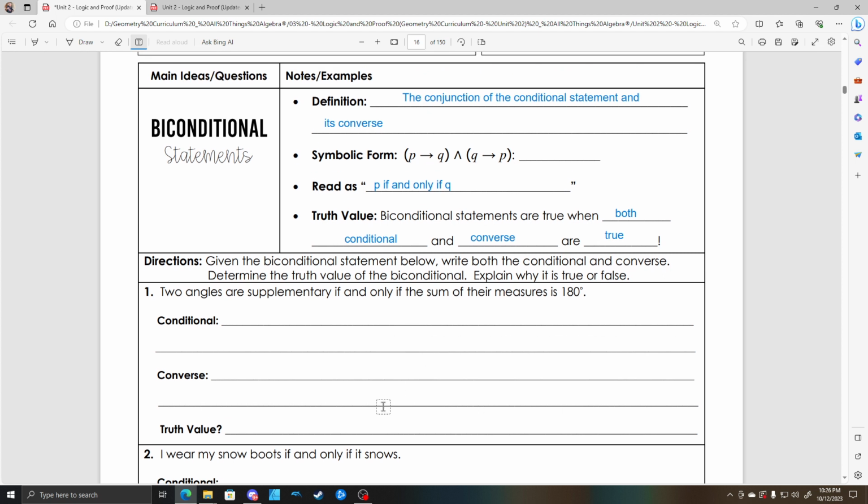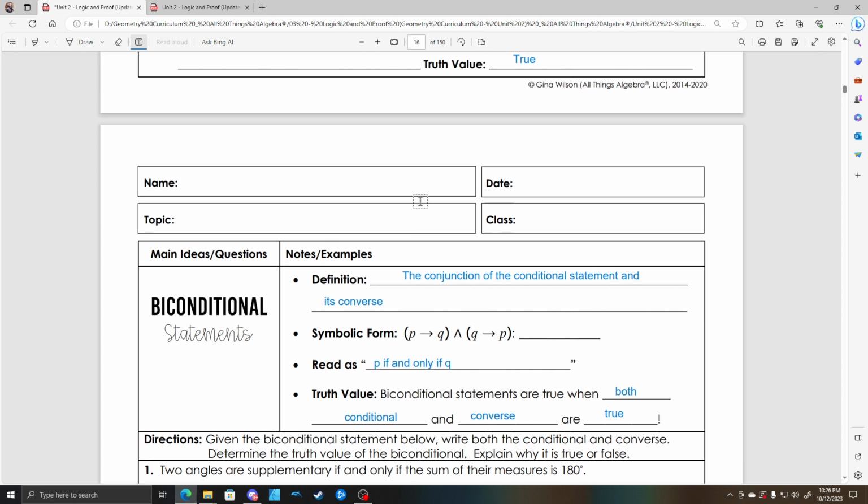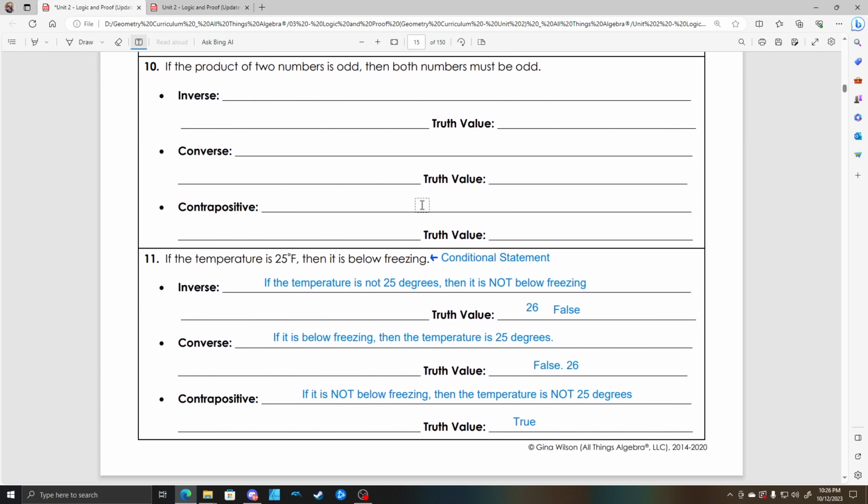So the next kind of statement is a biconditional statement. Of course, bi meaning two, conditional meaning conditions. So there's two conditions in order for these two statements to be true. And the definition of a biconditional statement is the conjunction of the conditional statement and its converse. So if you look up here at these examples, you remember how we had our conditional statement and the converse.